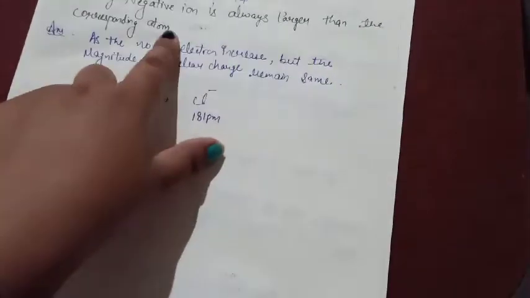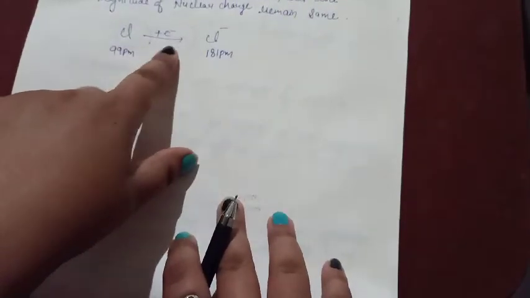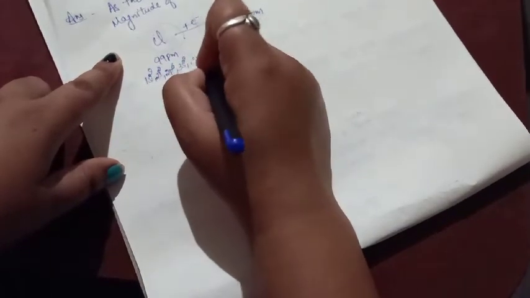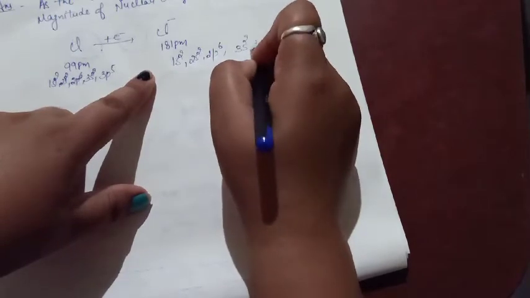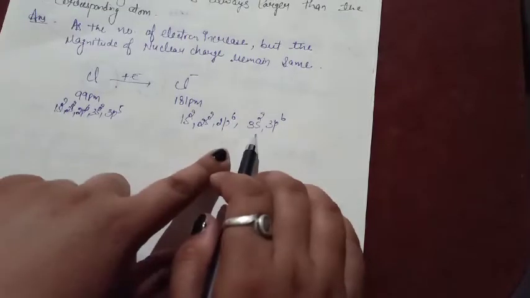Next question. Why is a negative ion always larger than the corresponding atom from which it is formed? Like the example I have taken here, chlorine. One electron is added to it, it will be chloride. You already know chlorine is 1s2, 2s2, 2p6, 3s2, 3p5. After gaining one electron, it will attain noble gas electronic configuration. You can see here what it will attain. It will attain noble gas electronic configuration.